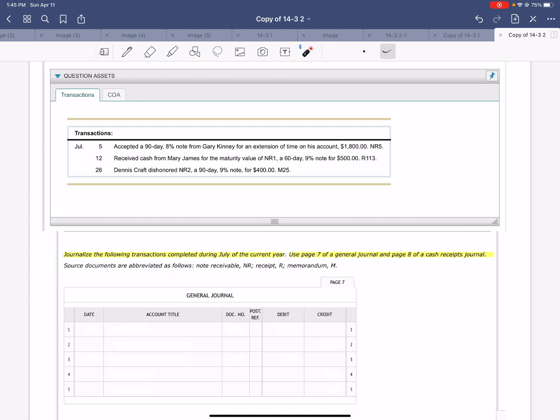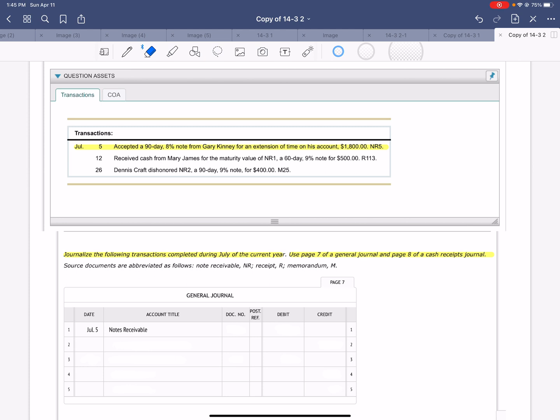The first one is on July 5th, we accepted a 90-day 8% note from Gary Kinney for an extension of his time on his account, $1,800, and it's notes receivable number 5. Okay, we're not receiving any cash, so we're going to go to our general journal. The date is July 5th. We are creating a notes receivable. Basically switching it from accounts receivable to notes receivable because he needs a little bit more time.